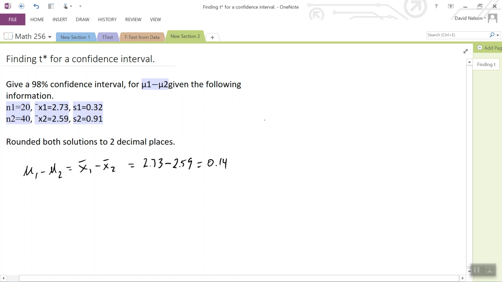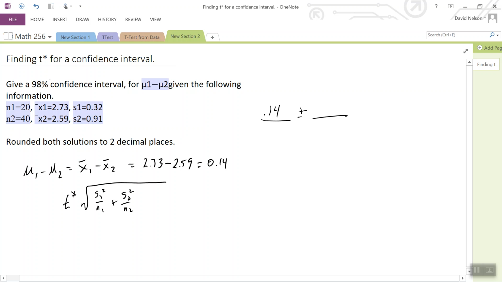and that's what this problem is looking for. It's looking for that number plus or minus a number format for the confidence interval. So I know that my first guess would be 0.14. That's our best estimate for the value. But what I also need to do is calculate the margin of error. The margin of error is going to be t star times the square root of s1 squared over n1 plus s2 squared over n2. And what we're looking at is how to find the t star. We've got values for s1 and s2 that we can plug in, but we don't know what t star is.